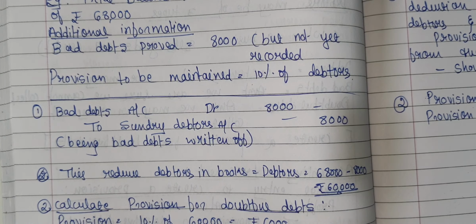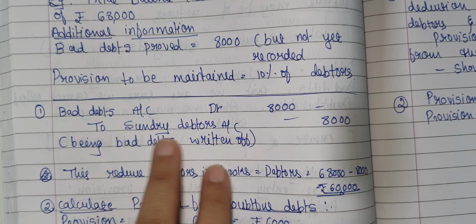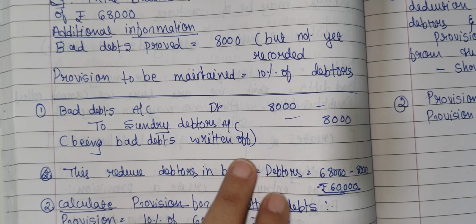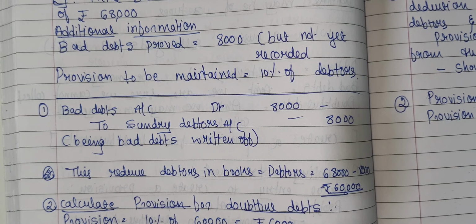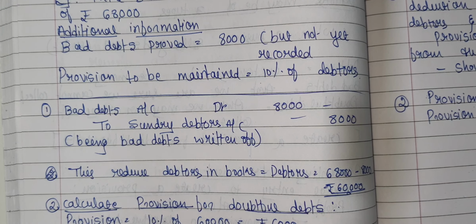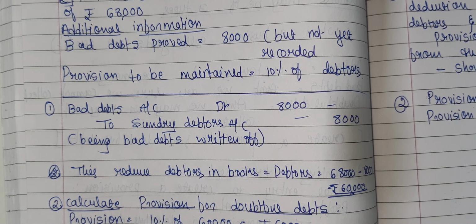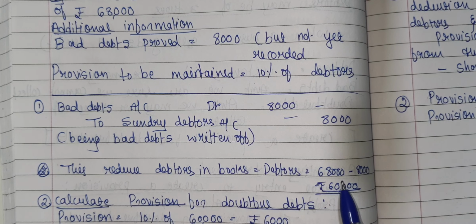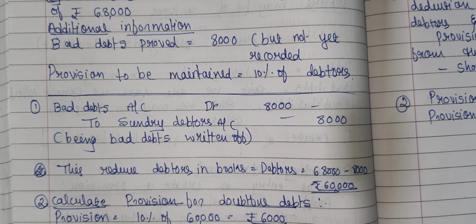Clear? Now let's see the first journal entry for writing off the bad debts. Bad debts account debit to sundry debtors account, being bad debts written off, rupees 8,000. Clear? Because they are proved, the company is not going to collect the amount of rupees 8,000. So for now we have to remove this amount from the books. Now the balance of debtors, how much? After removing rupees 8,000, 68,000 minus 8,000 equals rupees 60,000. Now the debtors value is rupees 60,000.